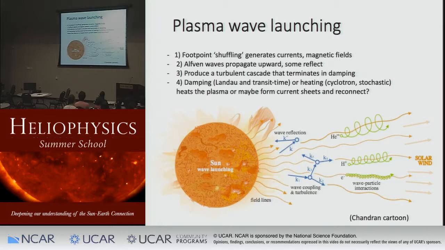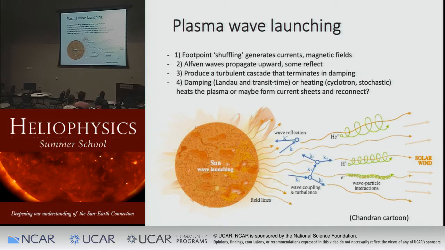So the cascade, which we'll talk about in a hot second here, takes the energy from the large scales that is associated with the foot point motion down to small scales associated with the plasma. And at those scales, at ion gyro scales, or at ion inertial scales, you can invoke classical heating processes like Landau damping or transit time damping. So that's a simple model.